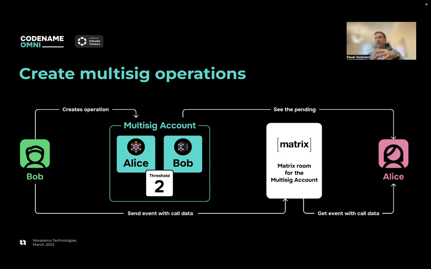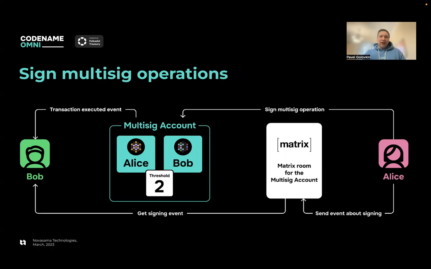She doesn't see only the call hash and some time points. She sees that, yes, it's, for example, a transfer or staking operation or something else. And how does the signing go? Alice has the call data, and having the call data, she can make the final signing. So she makes the final signing of the operation and sends an event about the signing. And Bob sees that the transaction was executed because he gets the event from the blockchain. He also gets the signing event from Matrix. So these two events compose together and show Bob the full picture of what's happening.